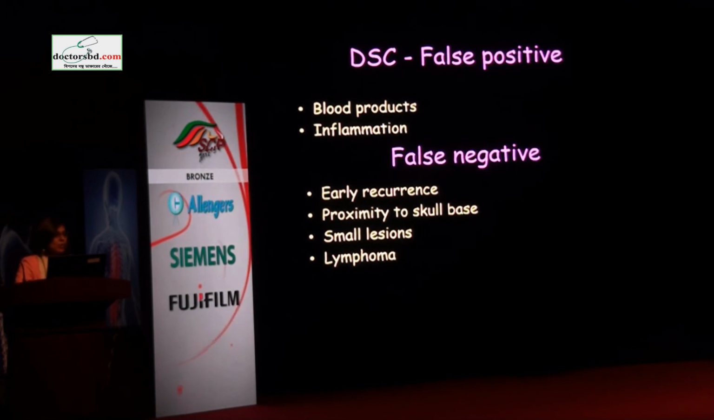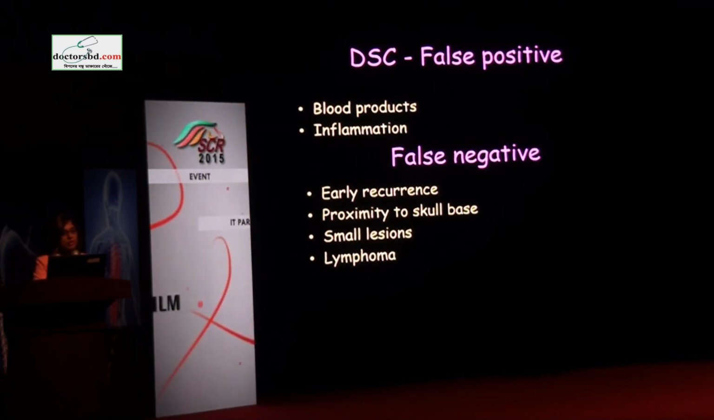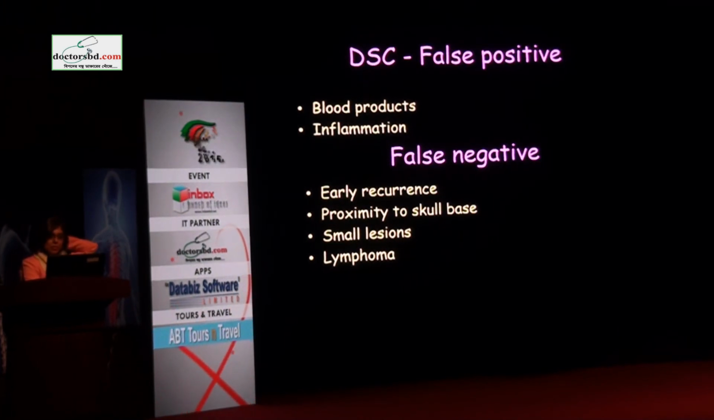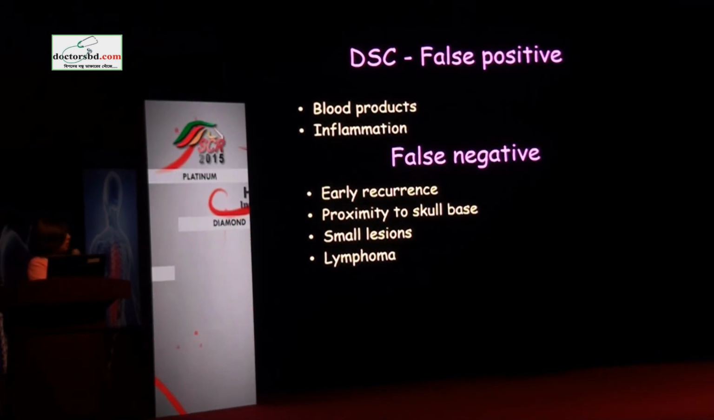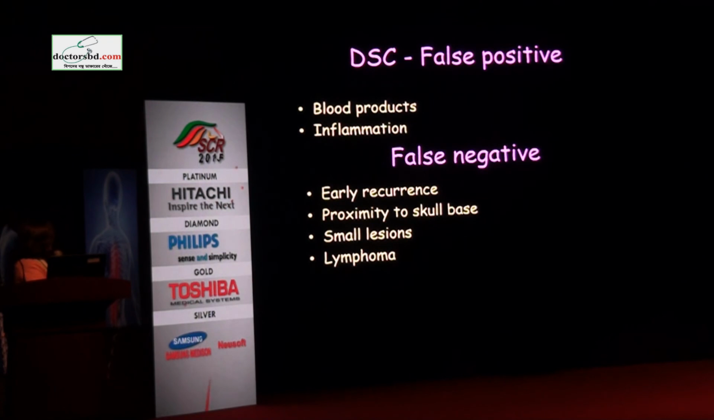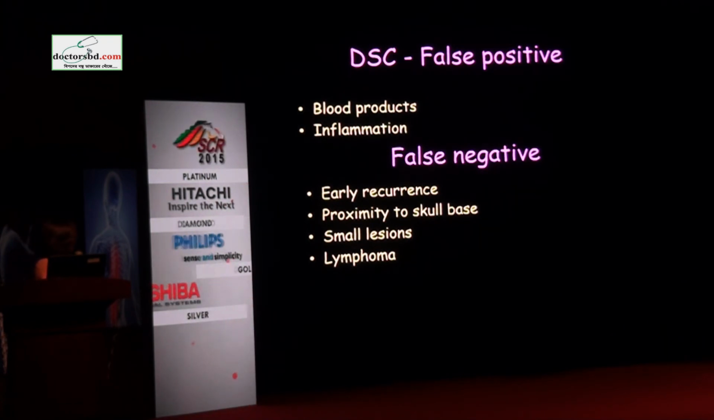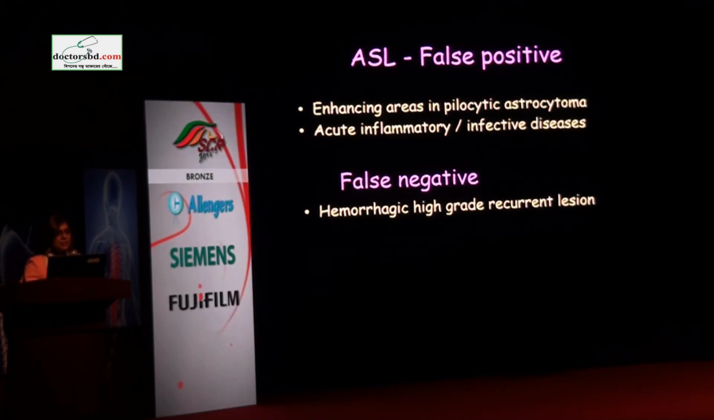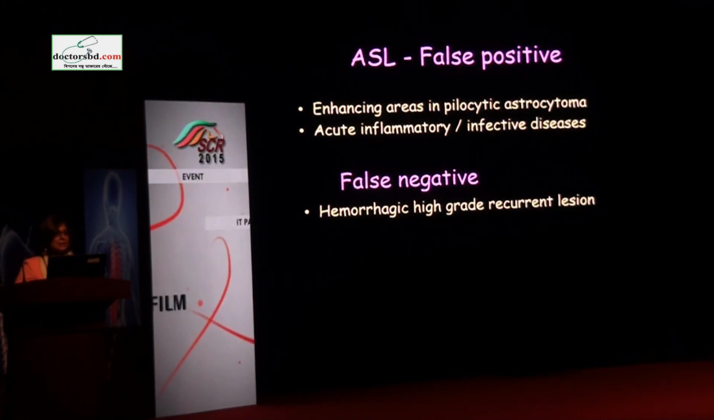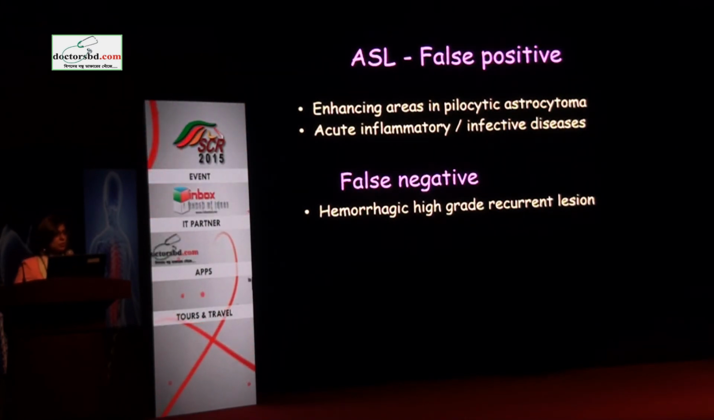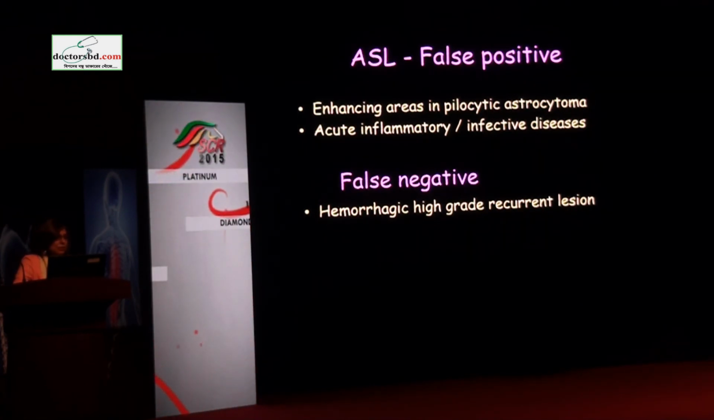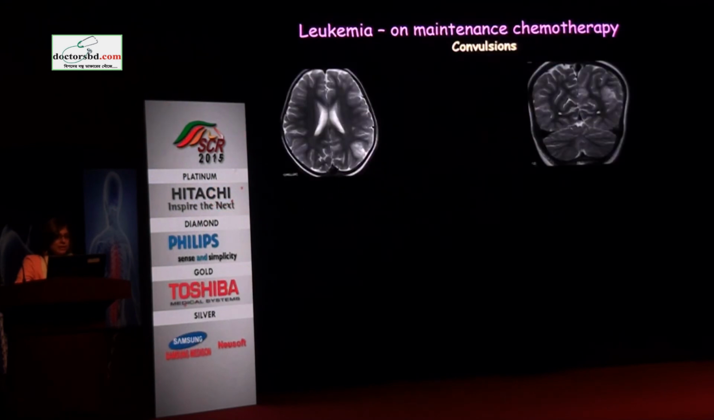So ASL is quite reliable in the post-treatment setting, but we have false positives with DSC with blood products, as I showed you. Early recurrence, we cannot diagnose well with DSC. Proximity to skull base, small lesions, lymphoma, these are the problems with DSC. But in ASL, we have had other problems. Enhancing areas in pilocytics, although it's a low-grade tumor, show high blood flow, and some infective lesions in the setting of tumors, especially in leukemic cases.